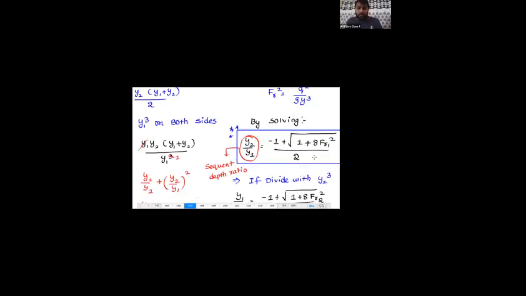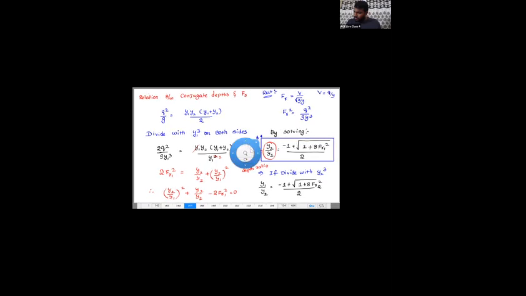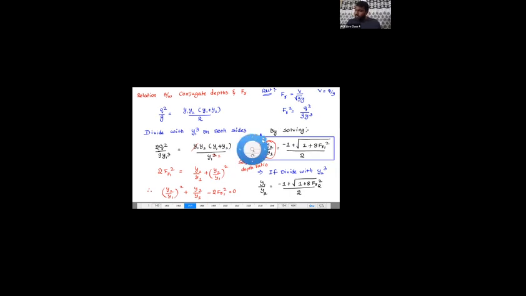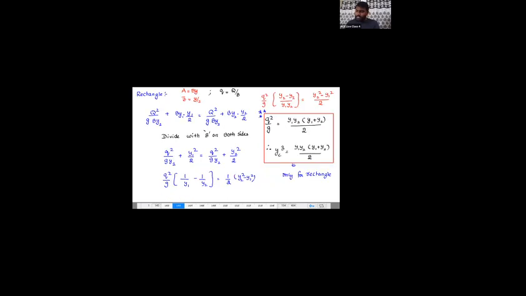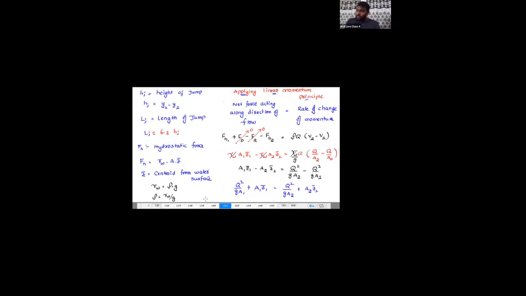Now, once I know this y2 and y1, I can find out the height of the jump. What is the height of the jump? Y2 minus y1. And once you know the height of the jump, you can find out the length of the jump.